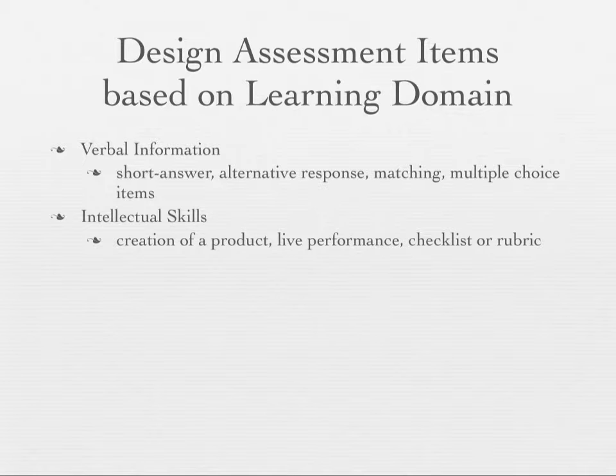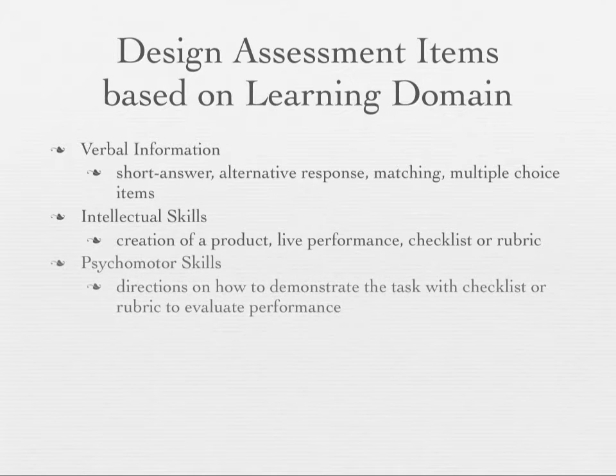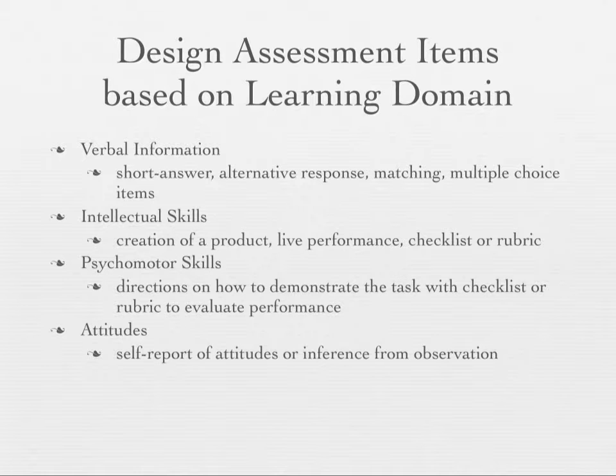For intellectual skills, this usually involves the demonstration of creativity through the creation of a product, some live performance that is observable, the development of a checklist or a rubric. For psychomotor skills, the types of assessment items would be directions on how to demonstrate the task using a checklist or rubric in order to evaluate the performance. And to assess attitudes, this is generally done through a self-report of attitudes or inference drawn from observation.